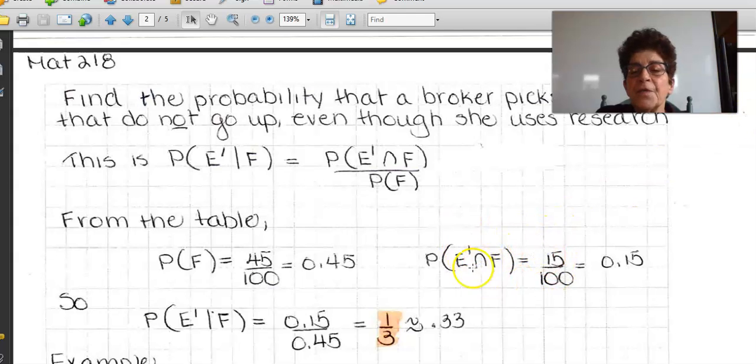So you can see over here I have 0.15 for not E and F. Again, the probability of F, our first event, is still 0.45. So the probability of not E, given that F occurred, is not E and F. So this is not picking stocks that went up and using research. That's 0.15. And F, again, is the probability of using research. That's 0.45. So here we get 1/3.